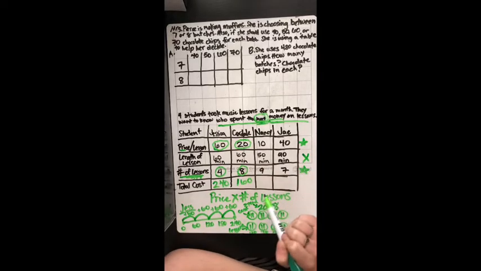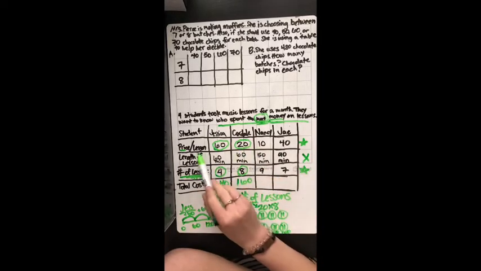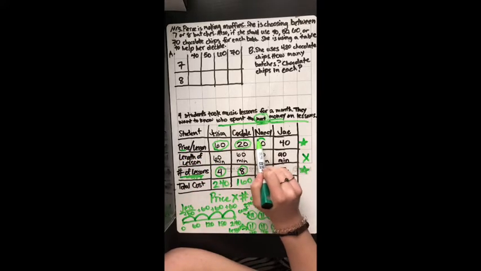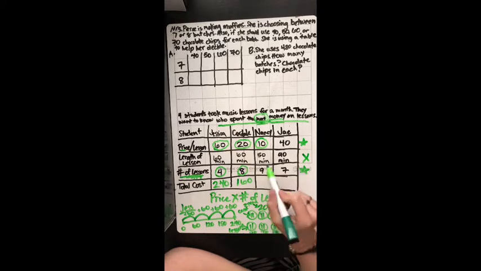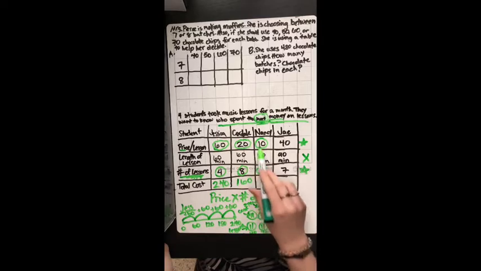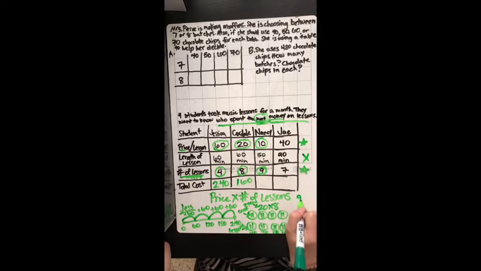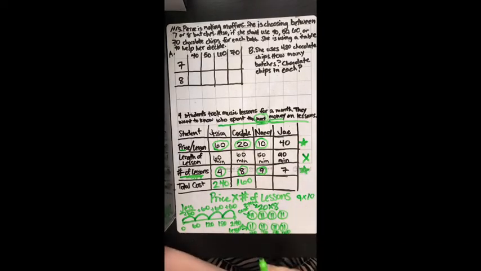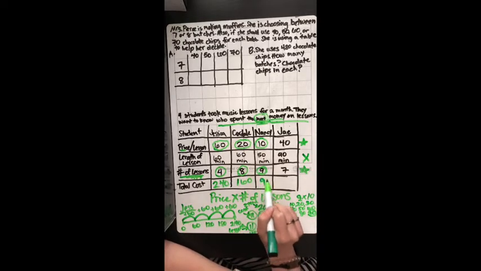Now next up, I've got Nancy's lessons. So how much did she pay per lesson? She only paid $10, but she had 9 lessons. So for this one, I'm gonna do 9 times 10. So for Nancy, that's 9 lessons times $10. And I'm gonna skip count by tens for this one. 10, 20, 30, and I know I'm gonna skip count 9 times. 40, 50, 60, 70, 80, 90. So Nancy spent $90 on her lesson.